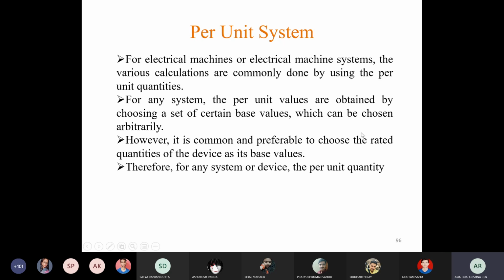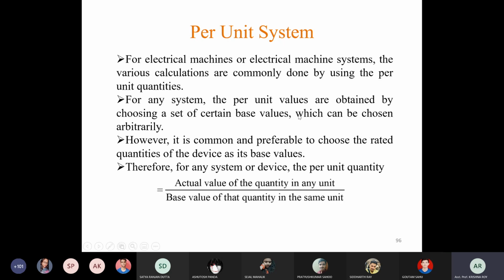A per unit quantity can be defined using this equation. So per unit quantity is equal to the actual value of the quantity in any unit divided by the base value of that quantity in the same unit. So suppose we are defining the per unit impedance of any transformer on the primary side.